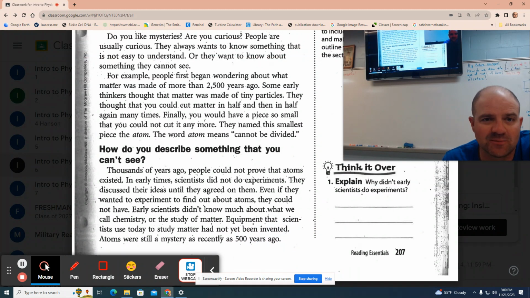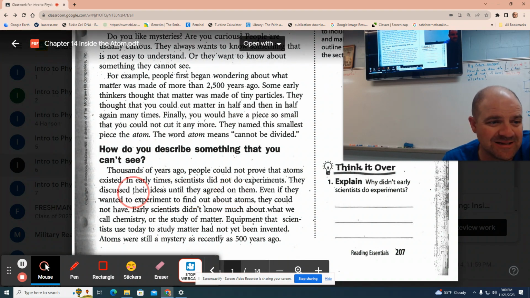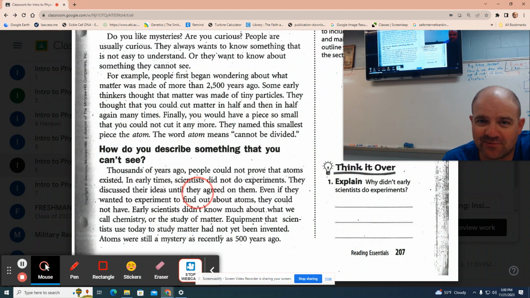On the side here in the margins, we got our first question. Explain why early scientists didn't do experiments. Well, they liked to debate things as a way of thinking about them and learning about them, and they didn't have as good of equipment or just scientific background knowledge in general.